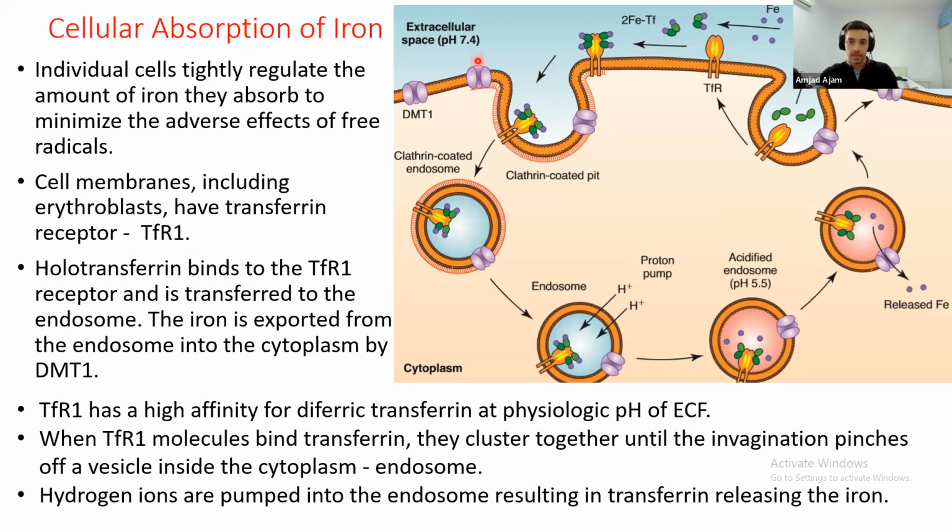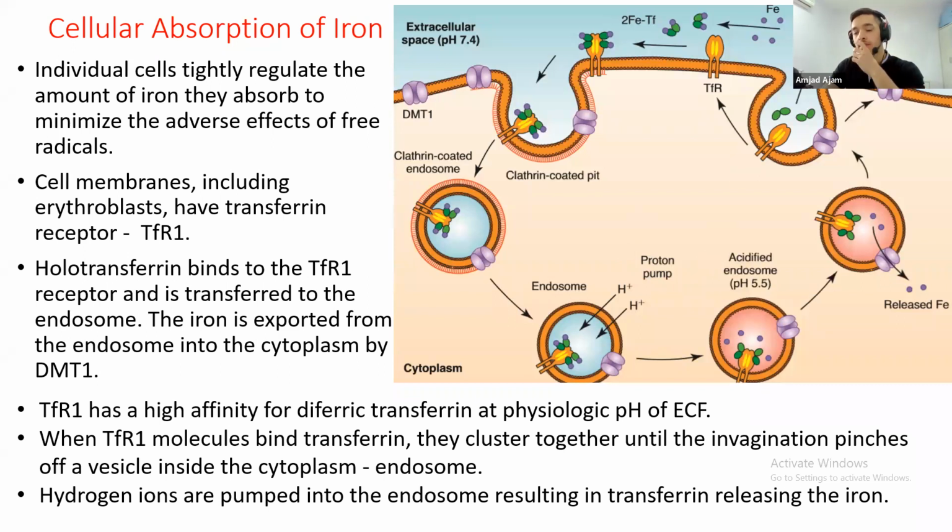So let's repeat this again. Now we need to know how iron enters our cells, because we said that we need iron for many things. One function of iron is that the cytochromes in the mitochondria require iron as a cofactor. Those enzymes require iron. How can we get this iron from the plasma into the cell?